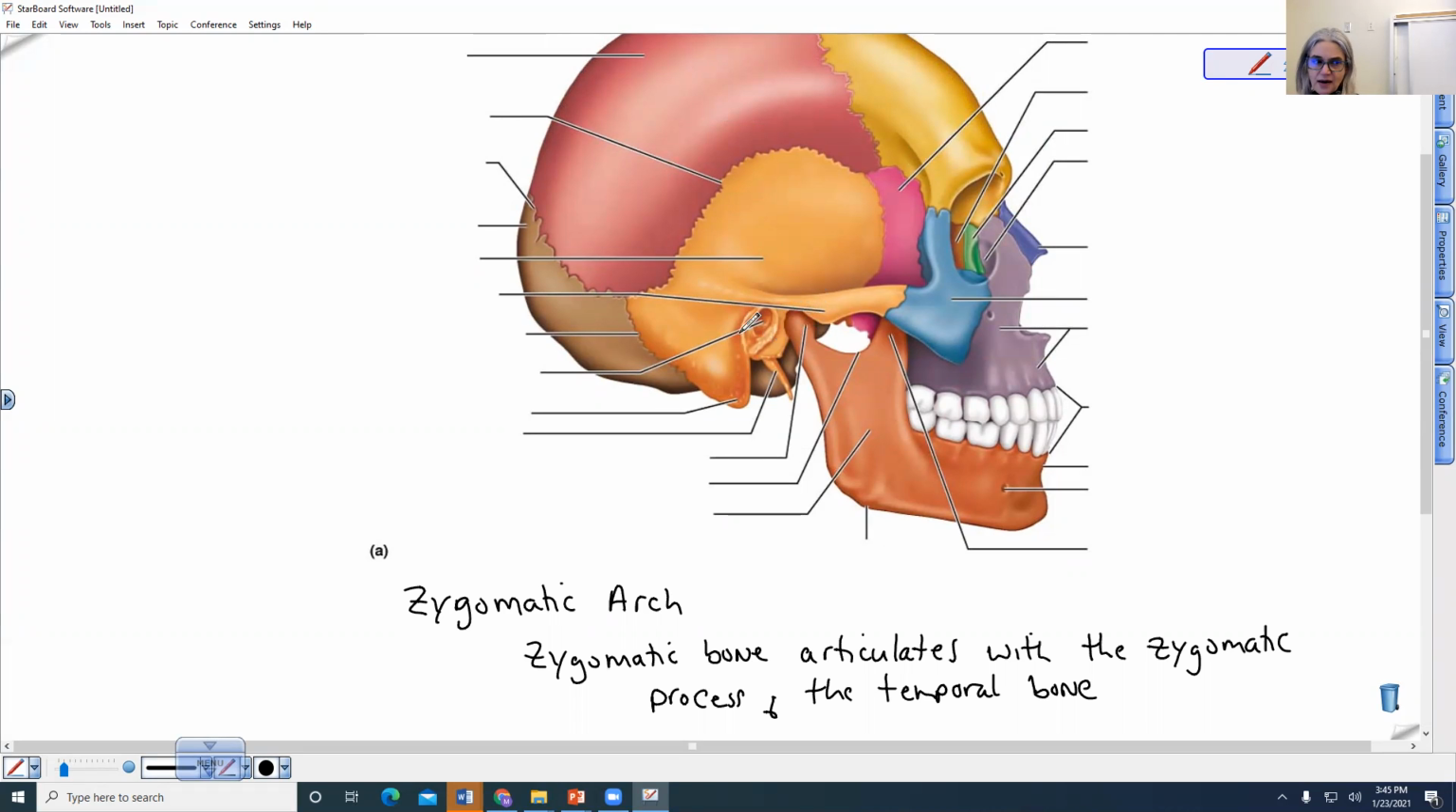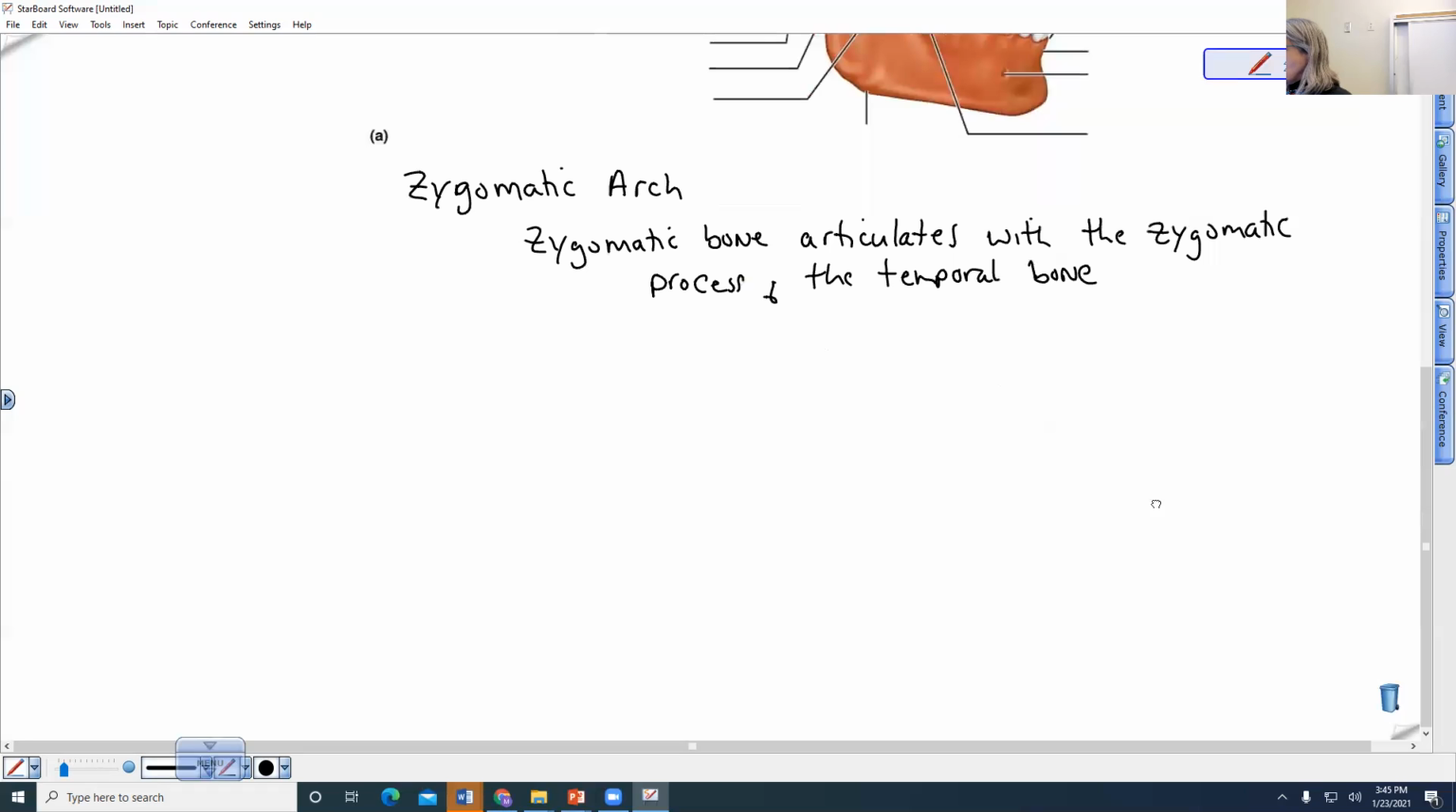Now, it is important to realize that there are other things that are coming off the mandible. This is actually called the coronoid process. That has a different function than the condylar process. So this right here is your jaw joint. That's your temporomandibular joint.